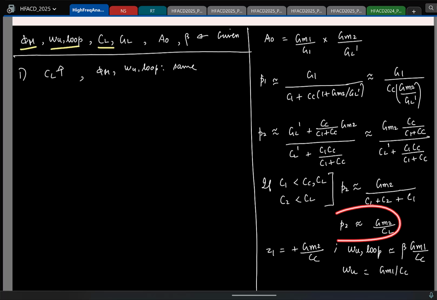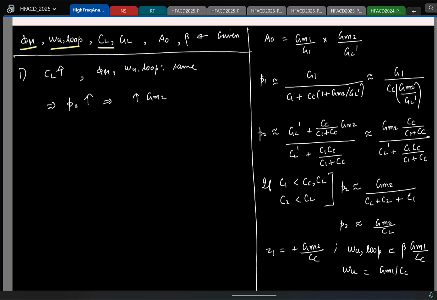Second pole moves to a lower frequency. Is that good or bad? Because you want first order behavior till omega u loop. If the second pole starts to kick in earlier, that's lost. So what should be the countermeasure you should do? Yeah, I should increase P2. So which means I should go and increase GM2.